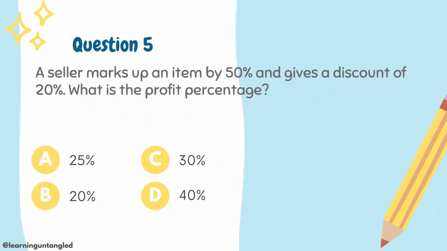Okay, question number 5. A seller marks up an item by 50% and gives a discount of 20%. What is the profit percentage?